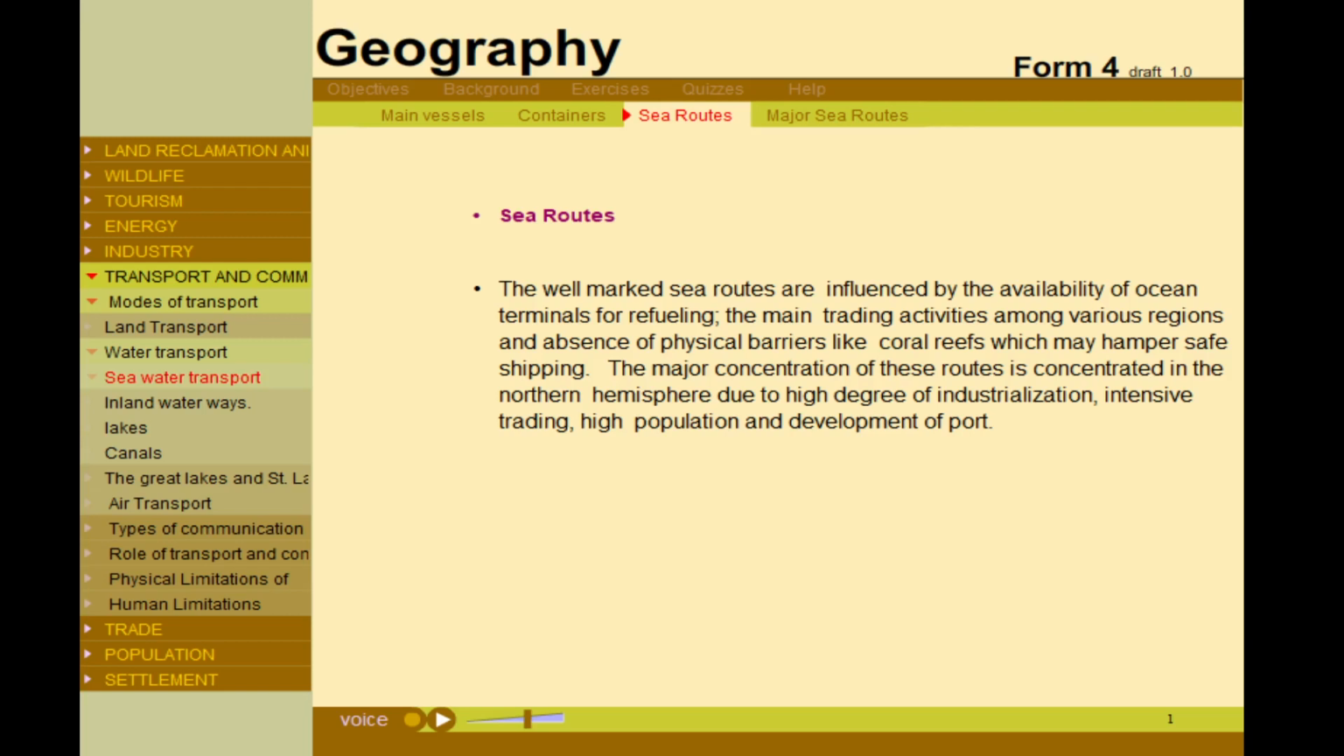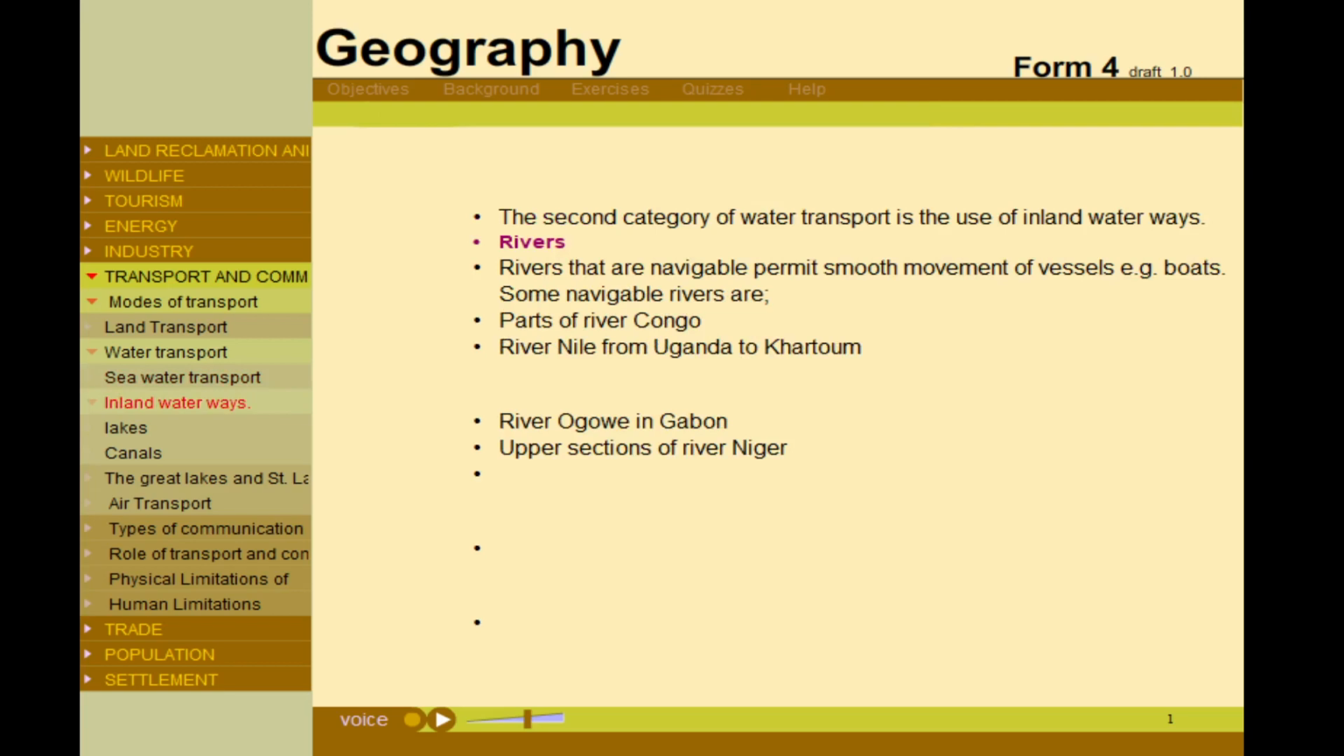Rivers. Rivers that are navigable permit a smooth movement of vessels, for example, boats. Some navigable rivers are part of River Congo, River Nile from Uganda to Khartoum, River Ogooué in Gabon, and upper sections of River Niger.